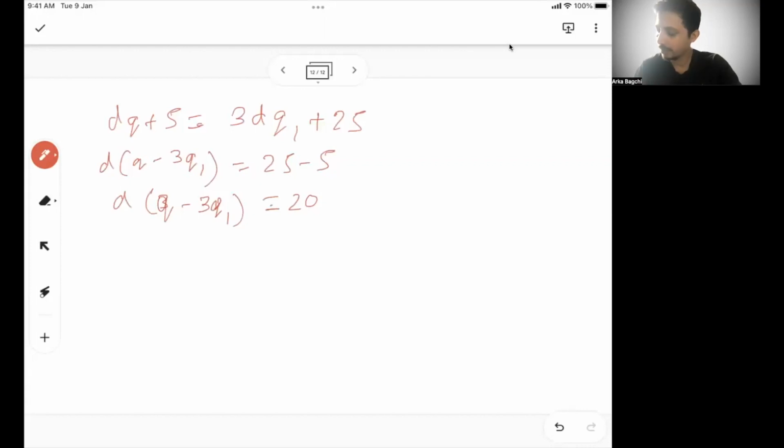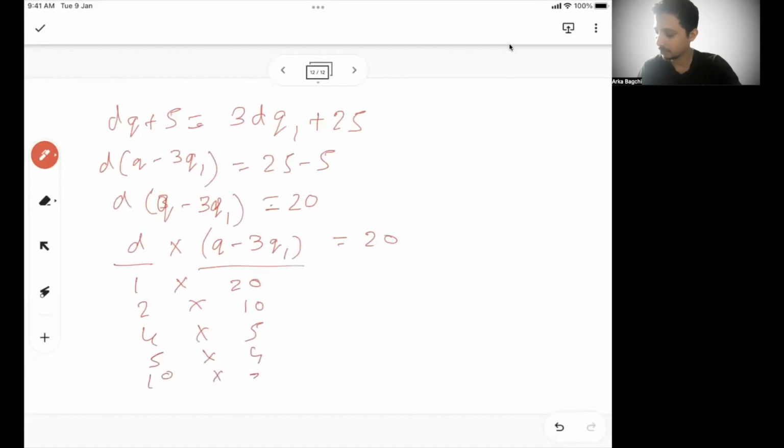I can write 20 as a product of two numbers, d and (q minus 3q1). So these are the two numbers I have, and a multiplication of that gives me 20. So I can write this as 1 into 20, or I can write 2 into 10. 3 is not possible. So 4 into 5. Similarly, 5 into 4, 10 into 2, 20 into 1. So these are the only ways I can write it.